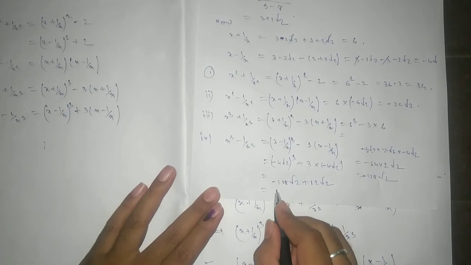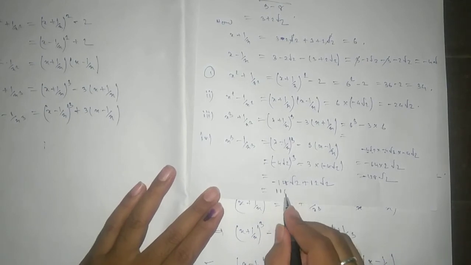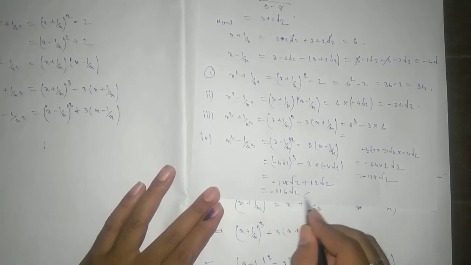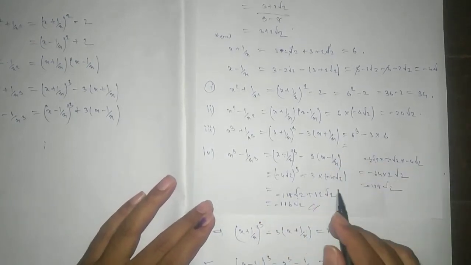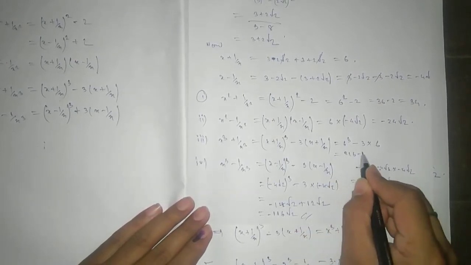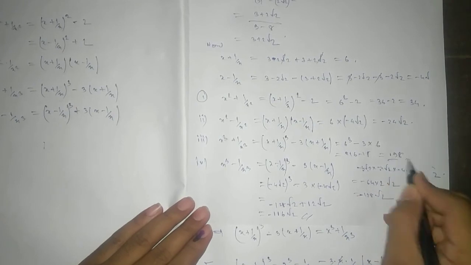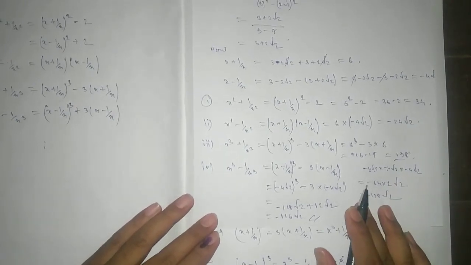So we'll get here minus 116 root 2. Minus will be there. This will be our answer for this, and for the other one you find it here. That is 216 minus 18, and subtracting it here, you will get the answer 198. This will be your answer. Okay, thank you.